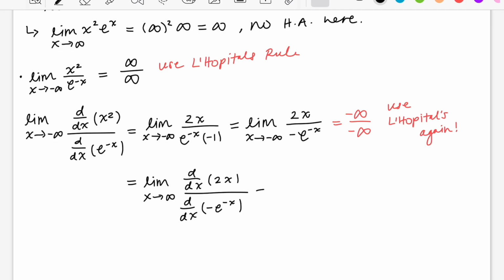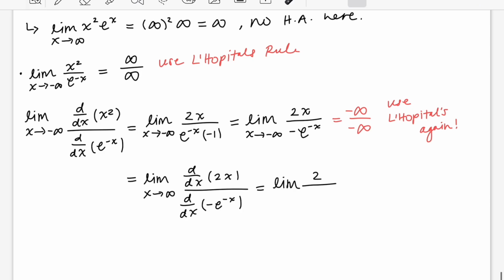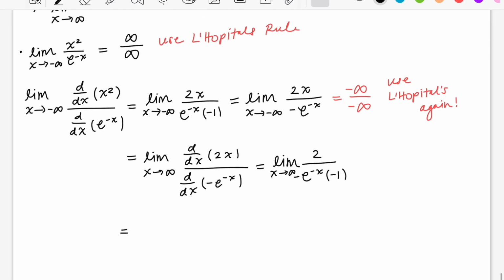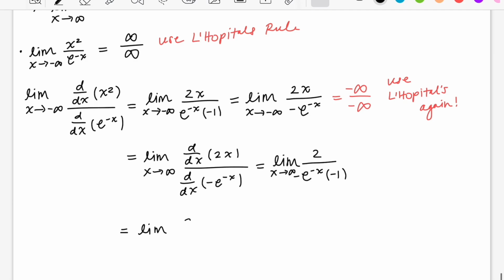So we're going to look at the derivative of 2x, we get 2, and then the derivative of minus e to the minus x. So remember, we're going to have to use chain rule again. So we're going to look at the derivative of minus e to the minus x, and then multiply by the derivative of our inside function, which would be negative 1. All right, so then we end up with this limit here.